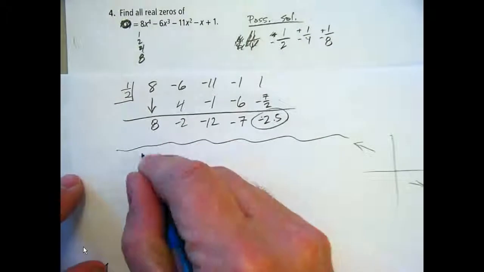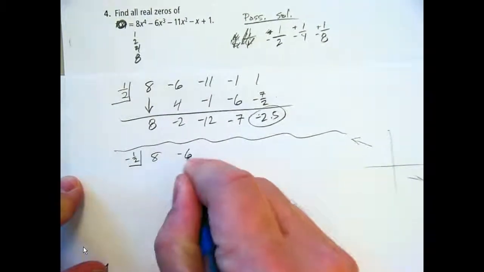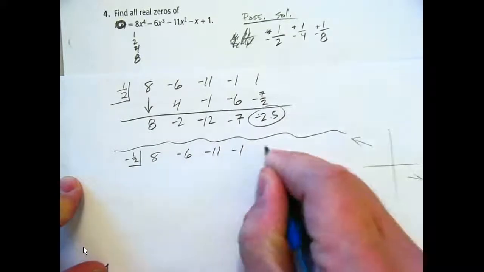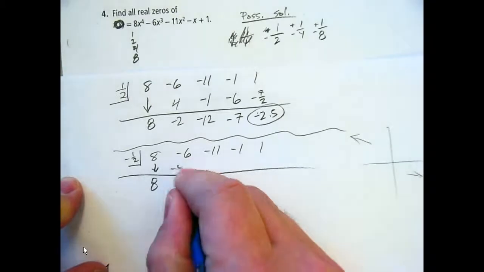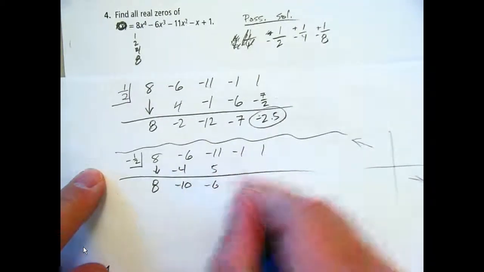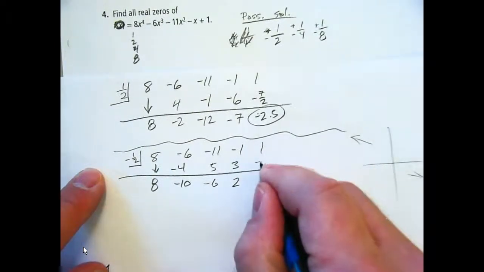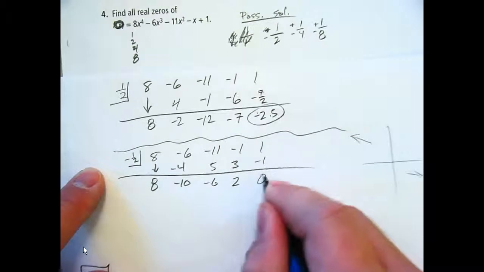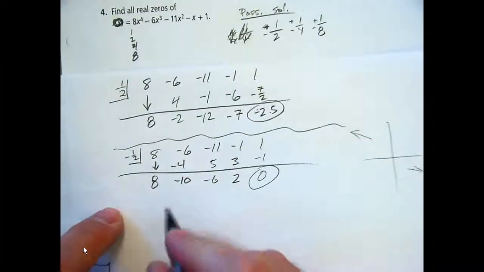Let's try negative 1/2. Negative 1/2, 8, negative 6, negative 11. Our coefficients there. Bring it down. We get 8. We get negative 4. We get negative 10. We get positive 5. We get negative 6. We get positive 3. We get 2. And we get negative 1, which is 0. It works. Very good. There could be at most 4 solutions.